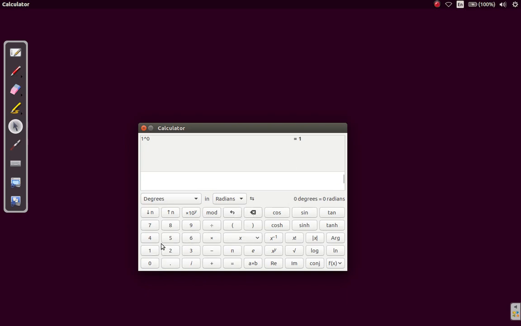Let's try 2 raised to the 0, I get 1. Let's try 5 raised to the power of 0, equals, I get 1. Let's try 100,000 raised to the power of 0. I get 1. Big number or small number, I get 1.